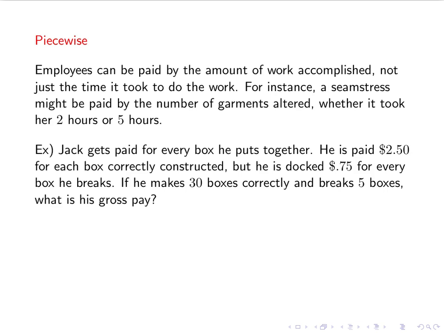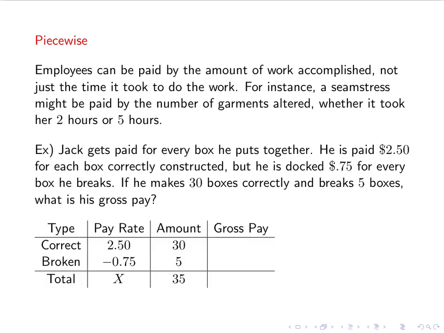The easiest way to figure this out is to make a table. We're going to have type, and that's the type of boxes: he created it or he broke it. The pay rate: a positive $2.50 if he made it correctly, and negative 75 cents if he broke it. And then amount: he made 30 boxes correctly, and he broke 5 boxes. So he made a total of 35 boxes, 5 were broken, 30 were correct. And then we're going to figure out the gross pay.